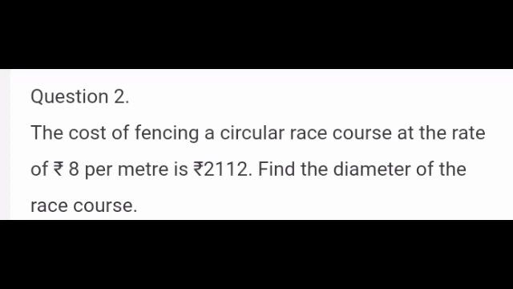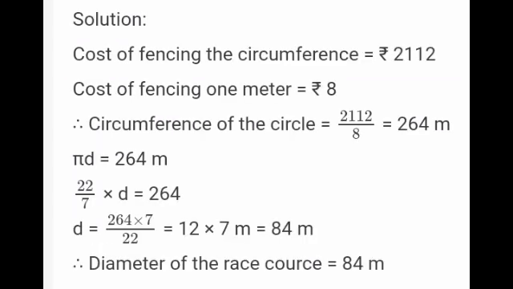Question number 2. The cost of fencing a circular race course at the rate of rupees 8 per meter is rupees 2112. Find the diameter of the race course. In this question, the total cost of fencing is given and also the cost of fencing per meter. Solution for the second question.